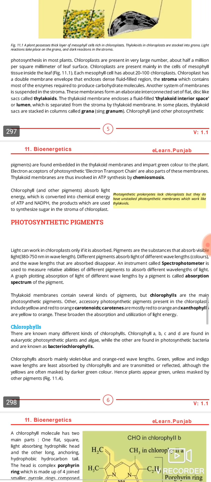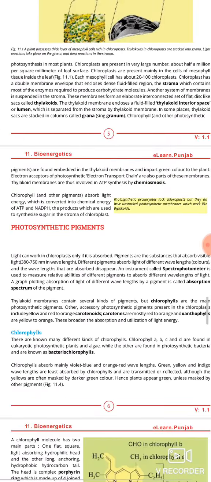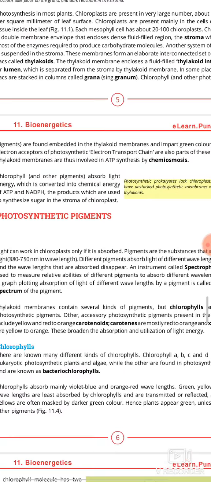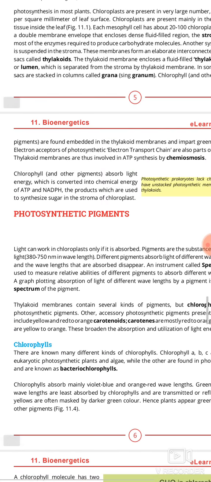अस्सलाम वालेकुम दोस्तों, आज हम पढ़ेंगे फोटोसिंथेसिस पिगमेंट। Light can work in chloroplast only if it is absorbed. Pigments are the substances that absorb the visible light.